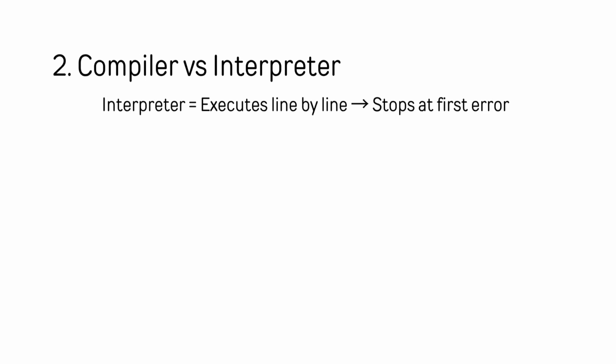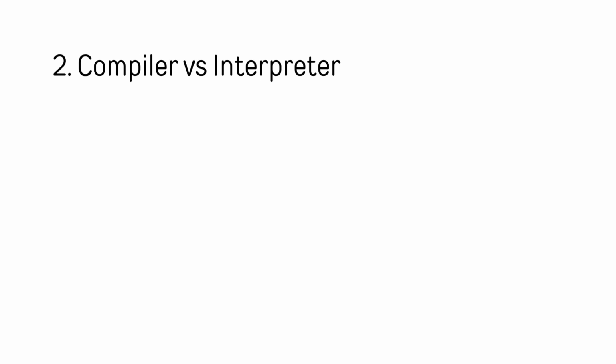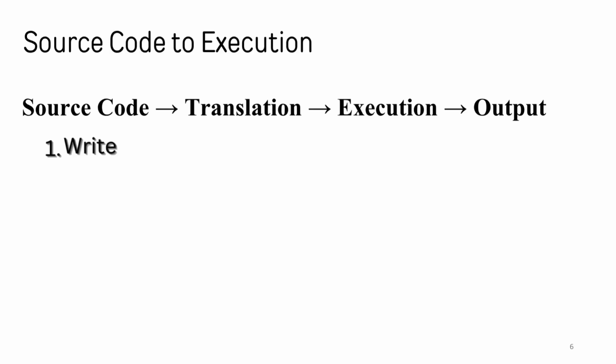An interpreter, on the other hand, translates line by line. It executes each instruction immediately. If an error occurs, it stops right there and shows the issue. So, compiled languages like C are faster and produce standalone files, while interpreted languages like Python are easier to test and modify. Let's see the journey of your code step by step.